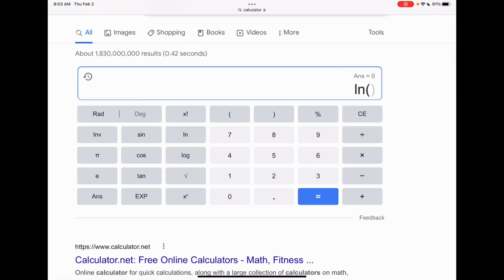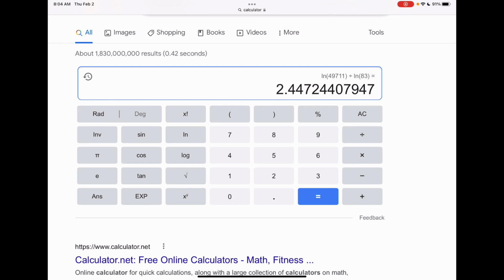So natural log of 49,711, don't forget to close the parentheses, and then divided by natural log of 83. Oops, too far. 83. So it's about 2.455 if we round. If we look at the third number after the decimal, that 7 would round the 4 up to a 5.